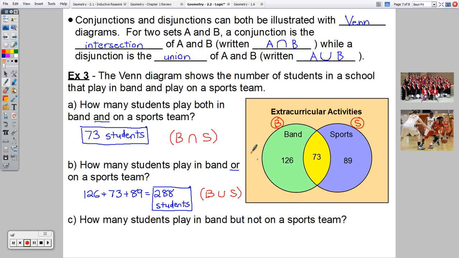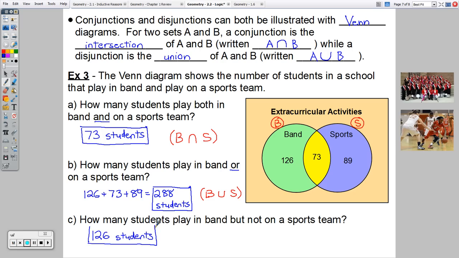And finally, how many students play in band but not on a sports team? So now we're talking about students just in this green section here, because if they're in the yellow section, they're playing sports as well as playing in the band. So this one, 126, is what we're looking for on this particular problem. So 126 students.